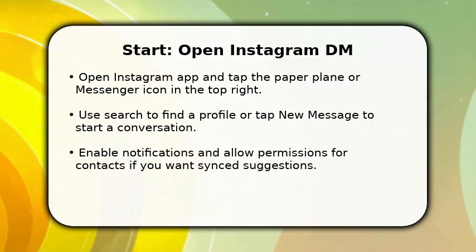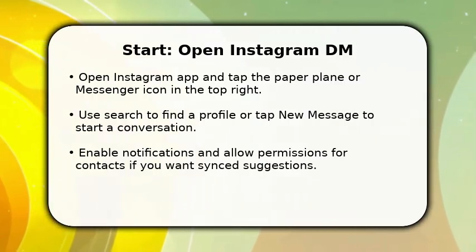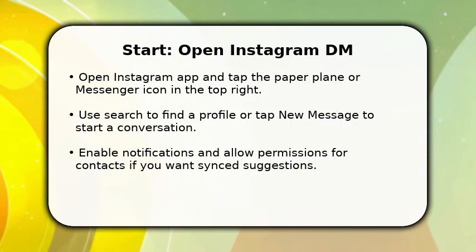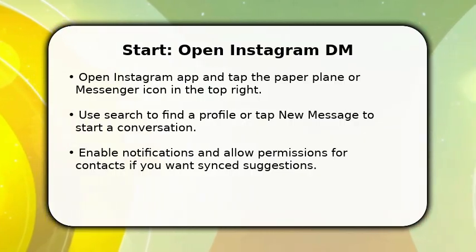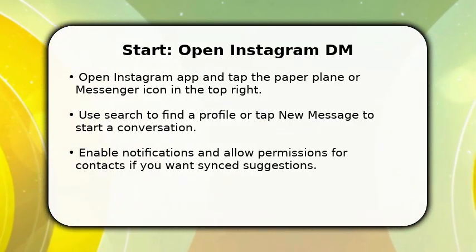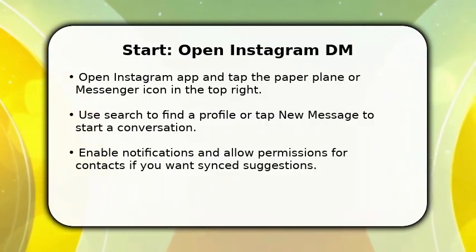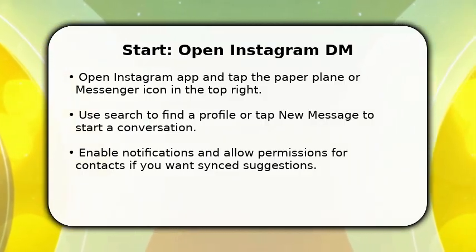Make sure notifications and contact permissions are enabled so suggestions appear. This speeds up composing. You'll see text, camera, and attach icons. Use them to craft your first message or send a quick photo to get the conversation moving.